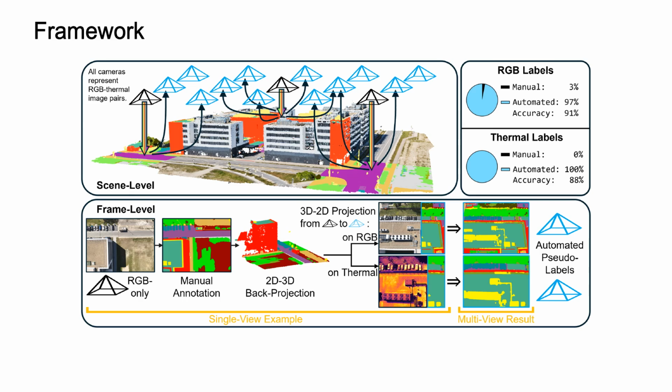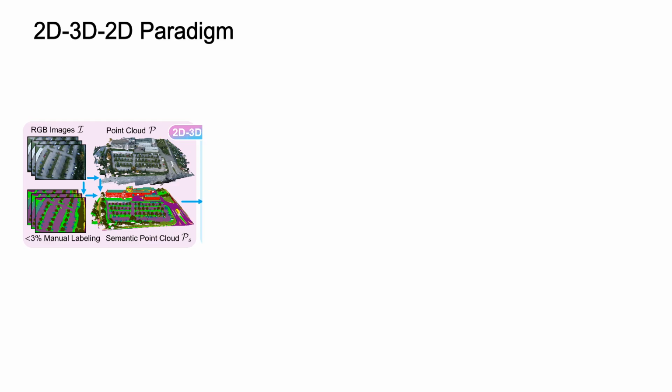semantic labels for thousands of RGB frames and thermal frames, while maintaining high annotation accuracy that enables the training of state-of-the-art segmentation models. The key idea is a scalable geometry-driven 2D-3D-2D paradigm. The pipeline operates on high-overlap geo-referenced RGB thermal imagery captured by off-the-shelf UAVs.